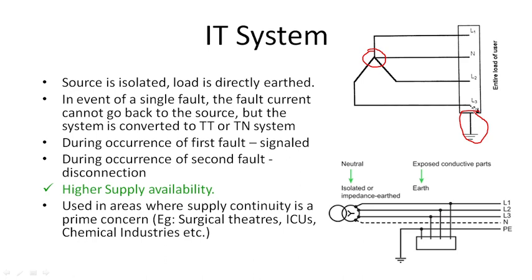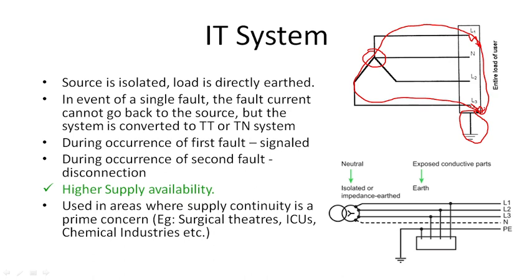So here, in the event of a single fault, the fault current cannot go back to the source. Meaning, if a fault occurs here, there is no path opened for it to return to the source. But if there is a second fault occurring, say for example from line 1, then this fault will travel through this one, and like this you will have a closed loop forming, thereby forming a fault current.